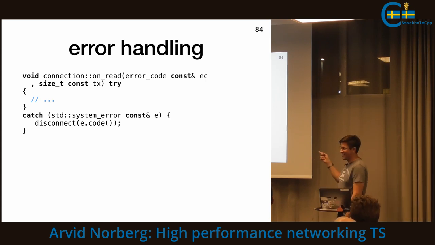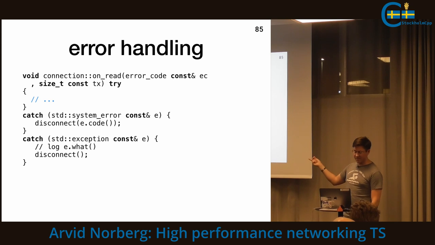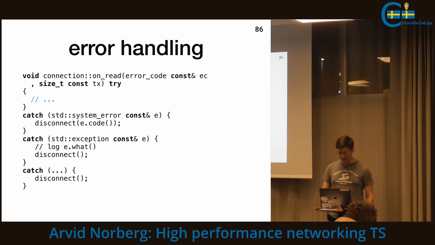However, if the error isn't a system error, it might be some other, say, bad alloc or something. You probably want to catch std exception also, and disconnect. But then you don't really know. Maybe you want to log or something. And then maybe for good measure, because you really don't want to leak anything out of IOC run, you might want to catch dot dot dot and just disconnect and throw up your hands. What's going on? We don't know. Problem is, you end up getting this code duplicated a lot of times, especially if these catch handlers do anything more sophisticated than just call disconnect.